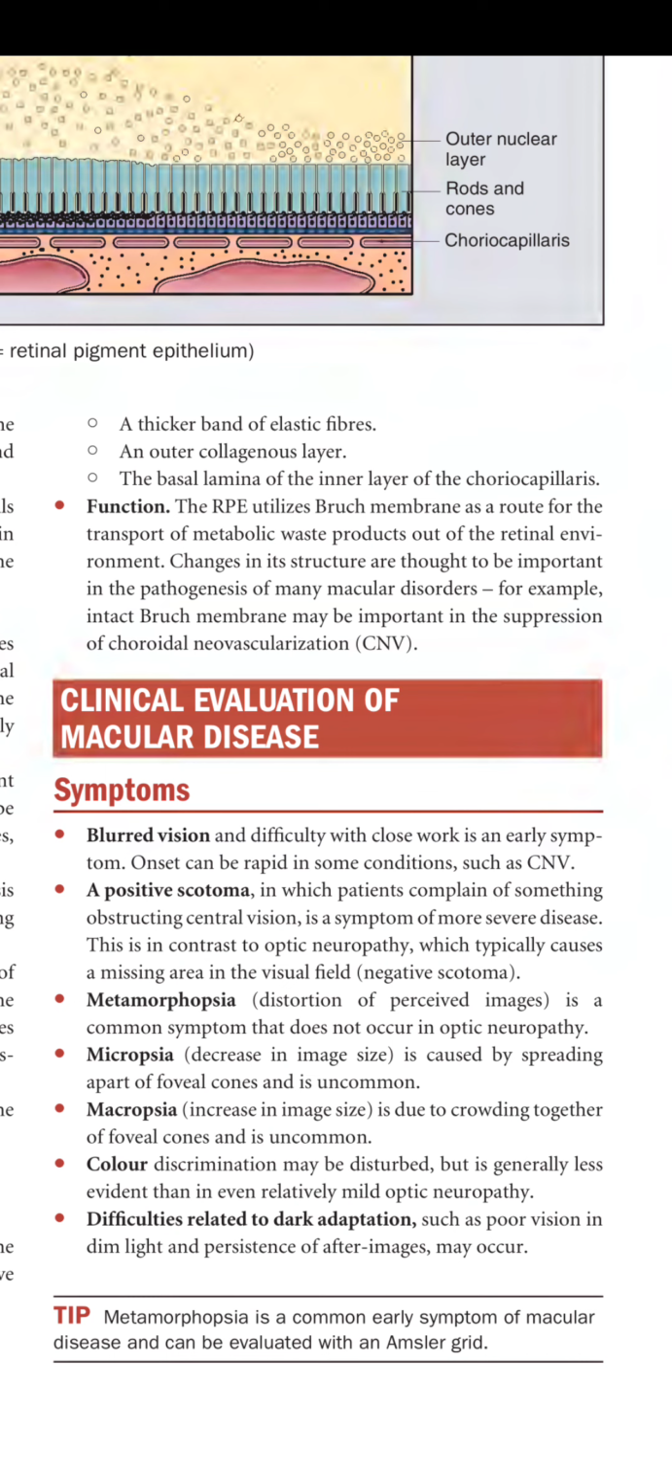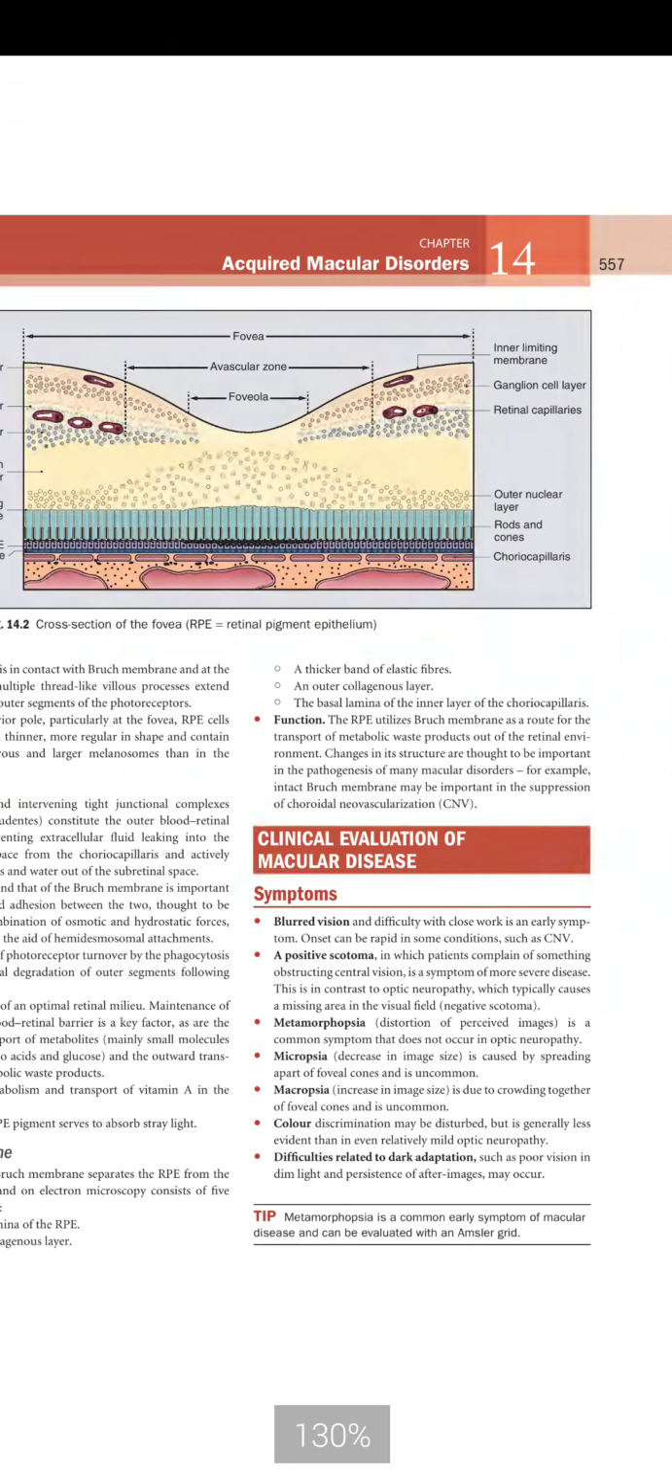Color discrimination may be disturbed, but is generally less evident than in even relatively mild optic neuropathy. Difficulties related to dark adaptation, such as poor vision in dim light and persistence of after-image, may occur. Metamorphopsia is a common early symptom of macular disease and can be elicited with the Amsler grid.